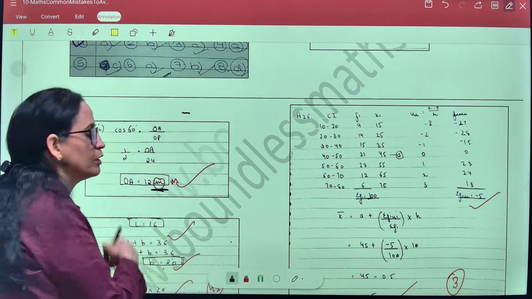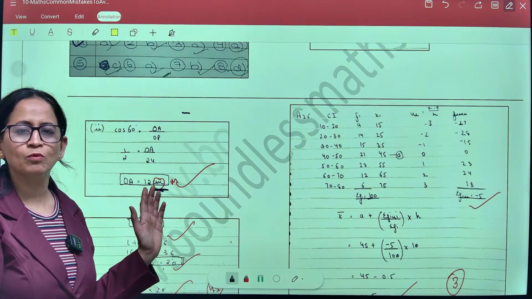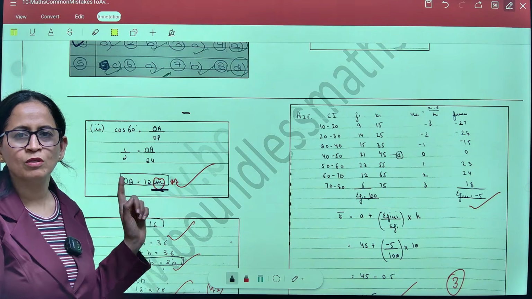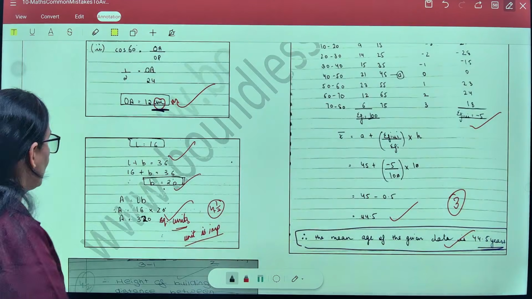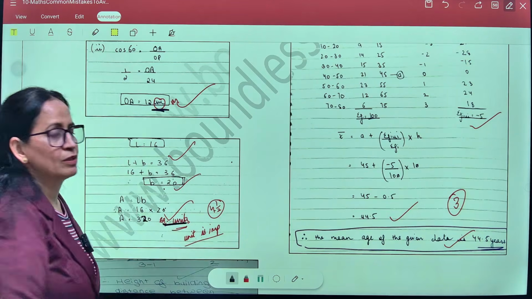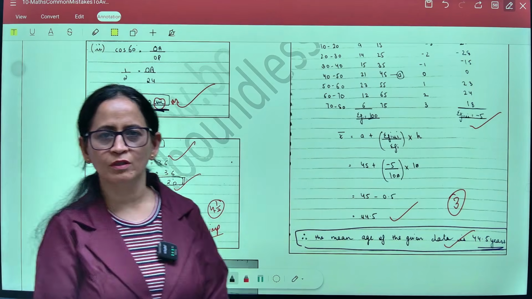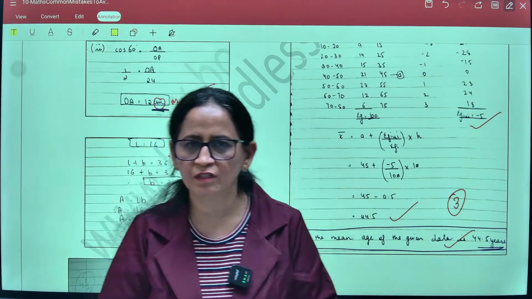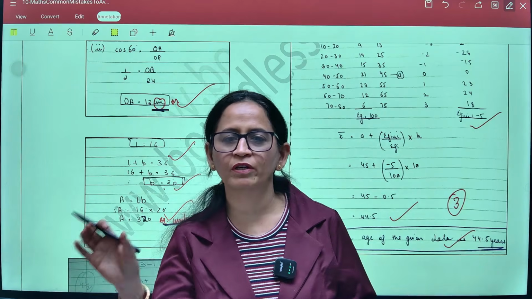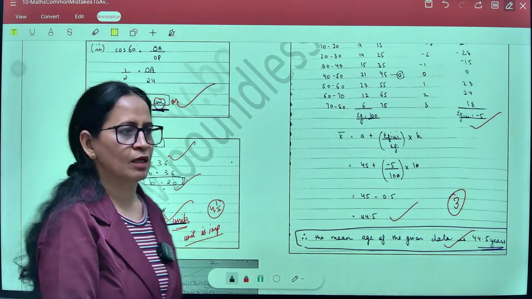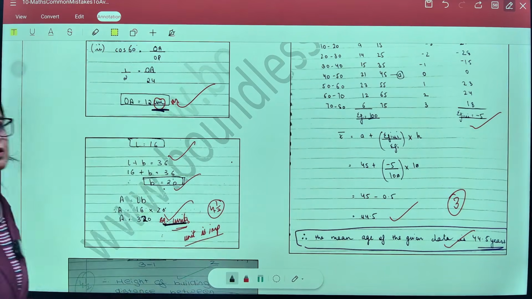Do not change the unit. If the question says meters, you cannot have your answer in centimeters. Do not change the unit when you're writing the answer statement. And do not skip the unit. If there is no unit mentioned in the question, for example, questions related to coordinate geometry, write whatever is the distance calculated, units, the word unit. Or if it is area, write square units if there is no unit mentioned in the question.